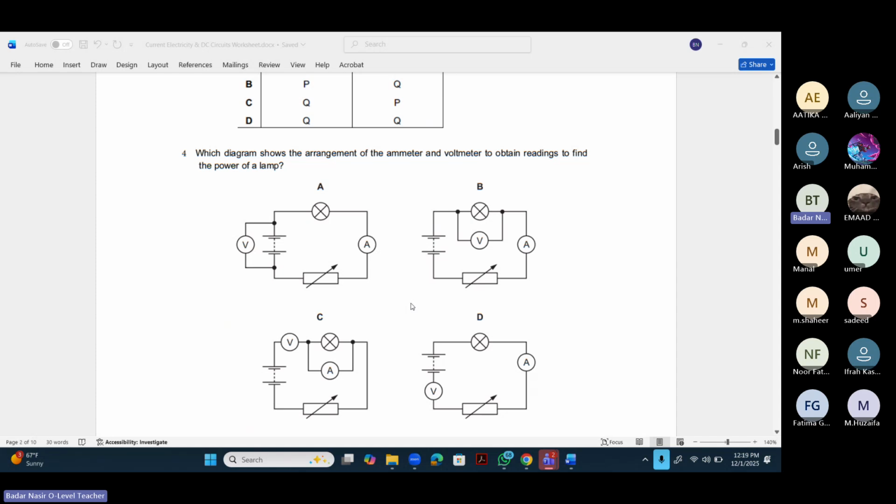Okay. Question number 4. Which diagram shows the arrangement of the ammeter and voltmeter to obtain readings to find the power of a lamp? So we have to find the power of the lamp. The ammeter should be in series and the voltmeter should be in parallel across the lamp.